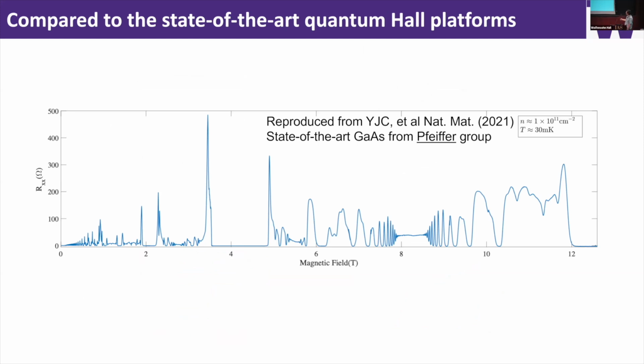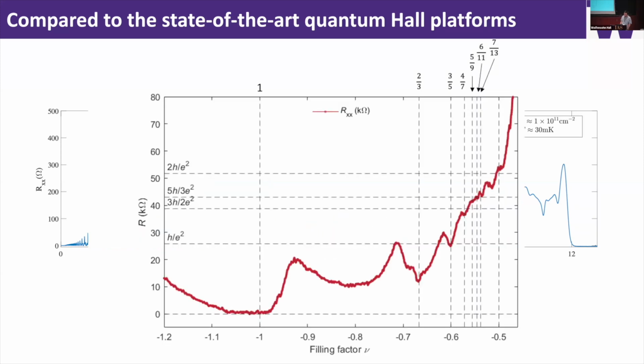Right here I show you, reproduced from this beautiful paper, a 2D electron gas from gallium arsenide. The measurement of Rxx, you can see there are basically many beautiful fractional states with this high mobility sample. The mobility is probably on the order of 30 to 40 million. And this is our, I would say, pretty lossy data compared to the previous one. We measure Rxx as a function of filling factor. We do have several states: 2/3, 3/5, 4/7, 5/9, and so on. But it is nowhere close to what you can do with a 2D electron gas system, because the sample quality is not there yet.